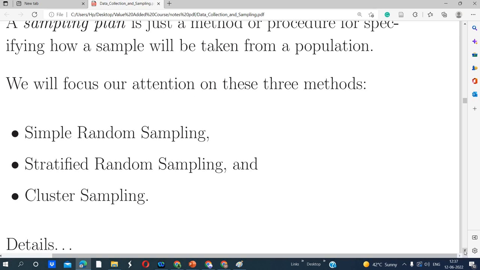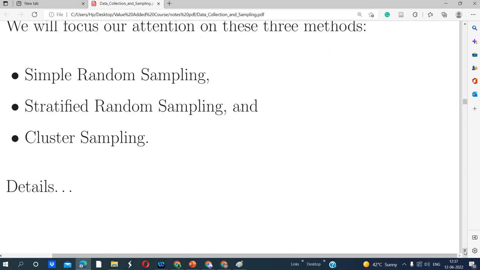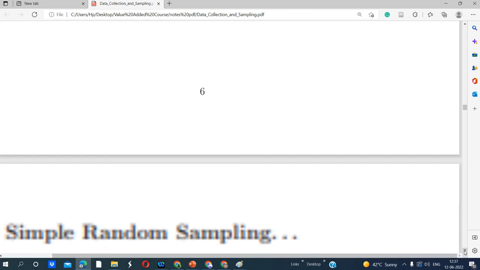A sampling plan is just a method or procedure. So these are the different methods. Simple random sampling, stratified sampling, these are the names of the methods. Now, what is simple random sampling? Randomly we can select, like the lottery method.